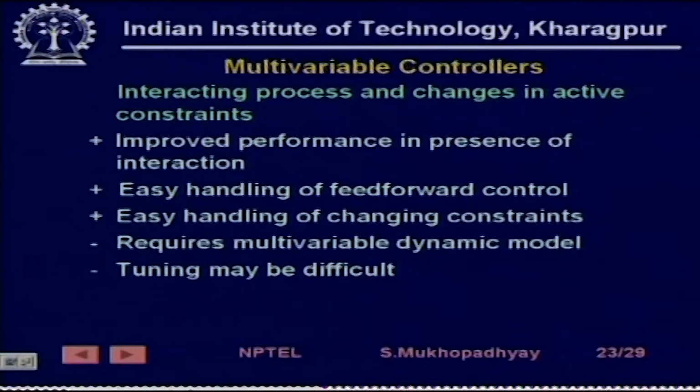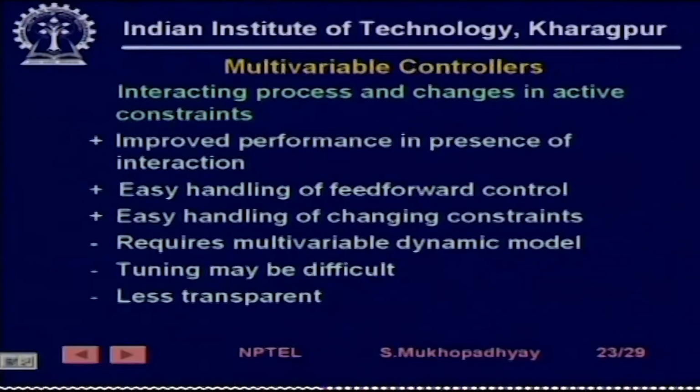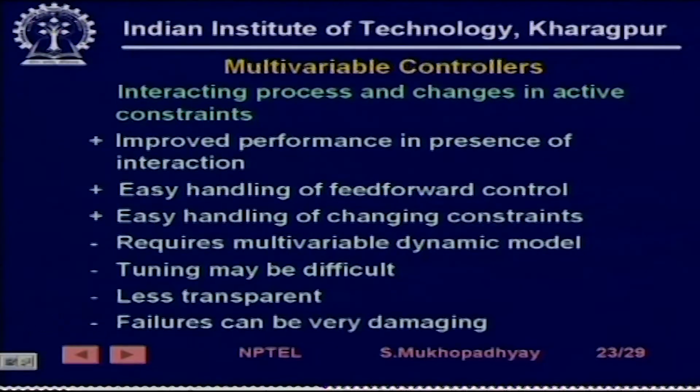Tuning is obviously much more difficult than a set of single loop controls; it is difficult to understand and less transparent. And this is the important thing: failures can be very damaging. What happens is you have put all the loops into one box. If that box fails, then the complete control of your process is lost. This needs to be understood, and so having a multivariable controller could be a major reliability threat. So, sometimes you need redundancies.